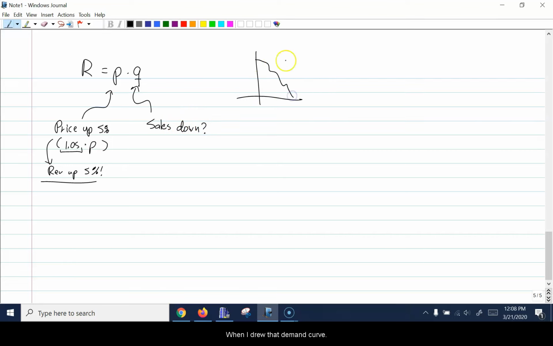When I drew that demand curve, I drew it as a decreasing function. A decreasing function means that when the price goes up, the quantity goes down, or when the quantity goes up, the price goes down. It should be decreasing in either direction. This is one of these rational market assumptions that they talk about in economics, where if you charge more, people should want to buy it less. This isn't always 100% true in real life.